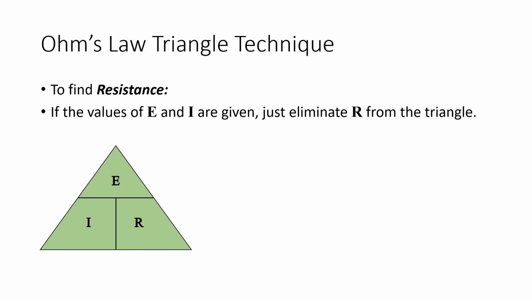If the values of E and I are given, and you wish to determine R, just eliminate R from the picture and see what's left. So, eliminate R. What's left is E over I, or voltage divided by current.